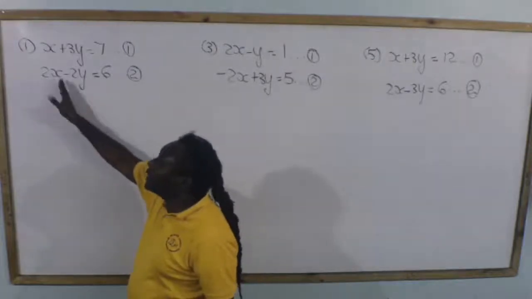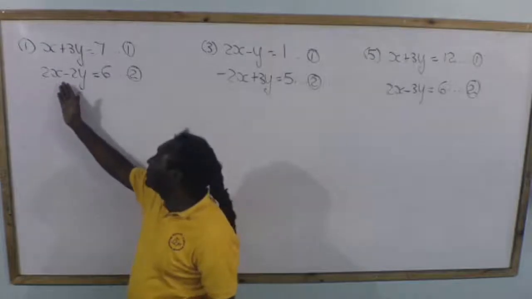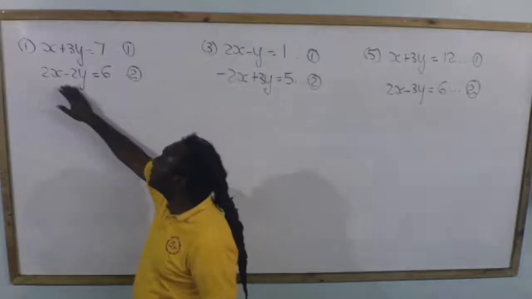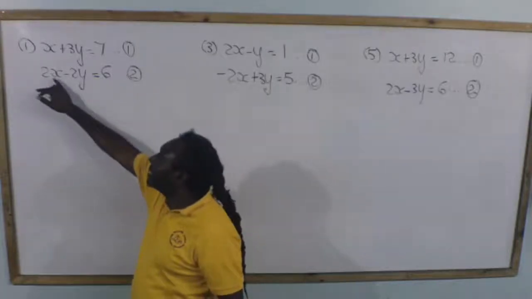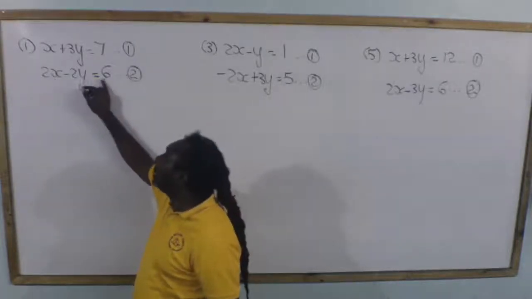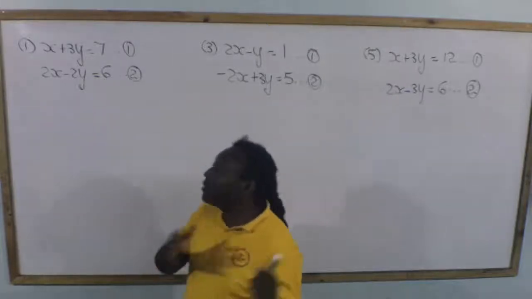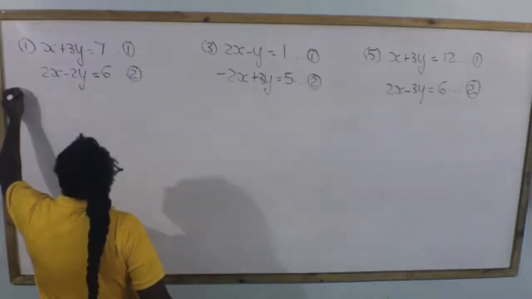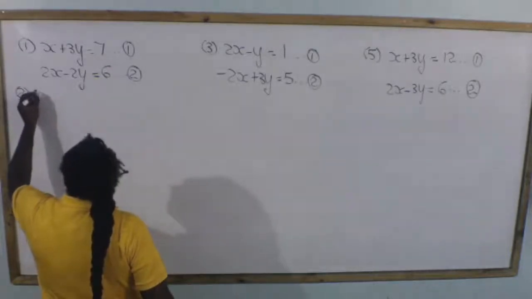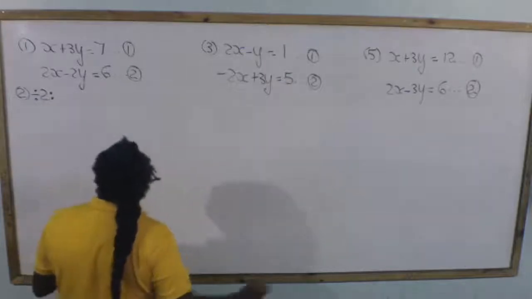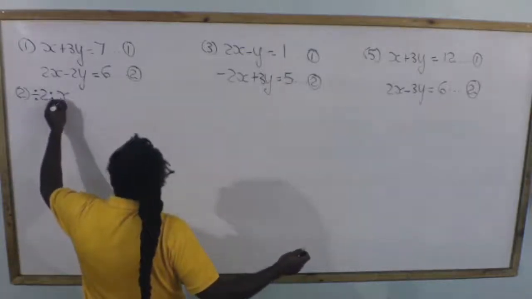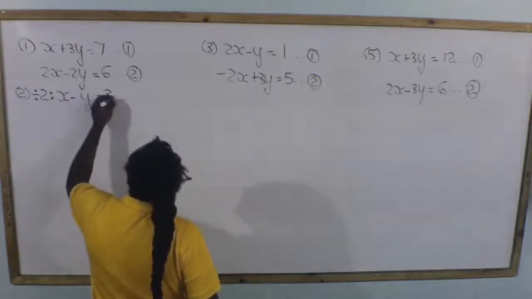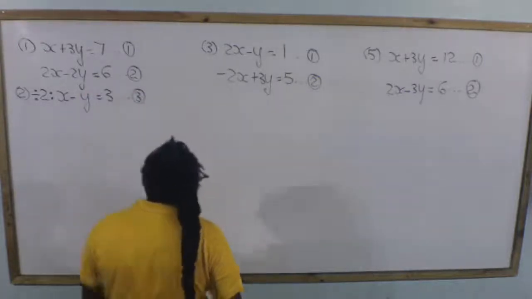Now, if we would encounter any fraction, then I wouldn't divide by 2. But I see that this equation is a multiple of 2. So we can divide here 2x by 2, 2y by 2, and 6 also by 2. So I will go straight ahead to divide equation 2. So equation 2, and I will divide that by 2. And when I divide that by 2, I get x minus y is equal to 3, and that is our equation 3.